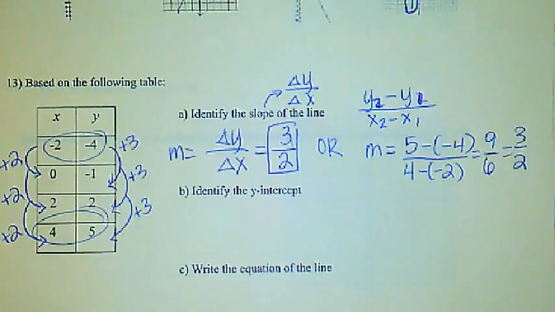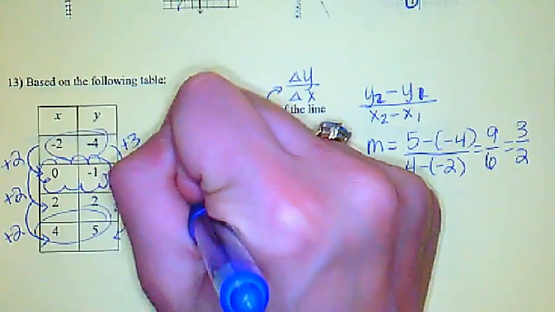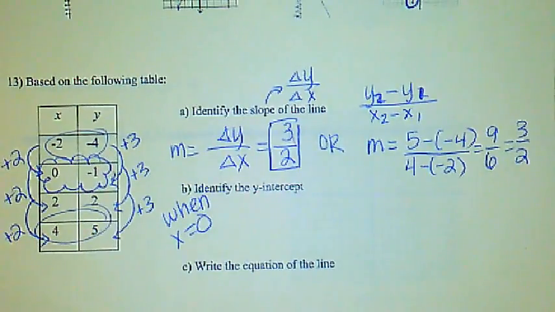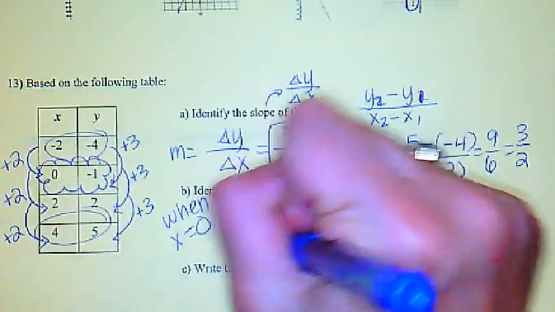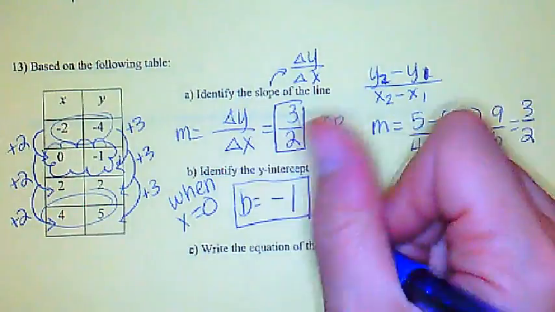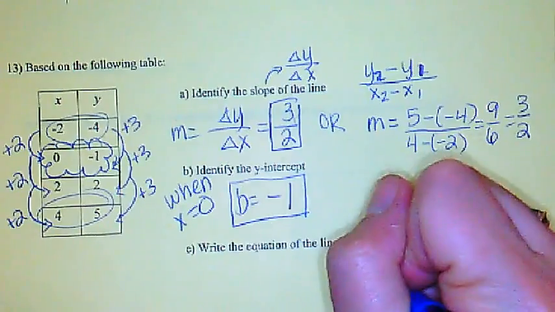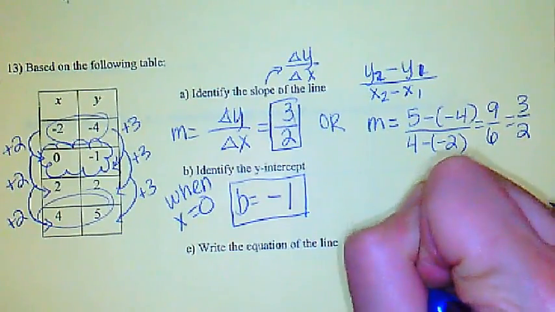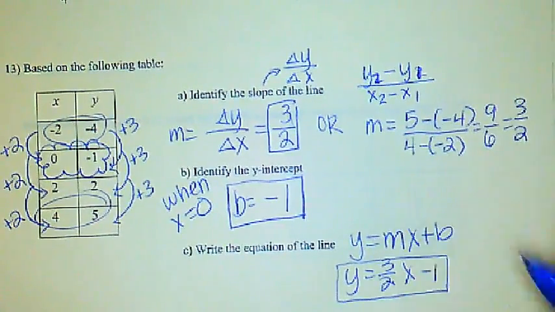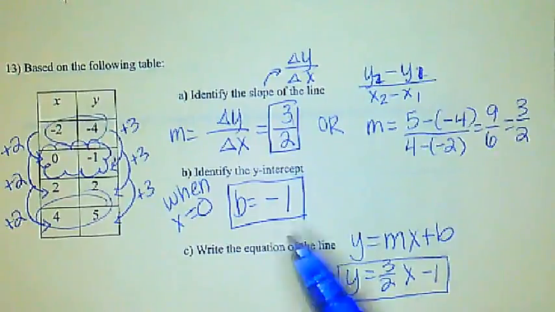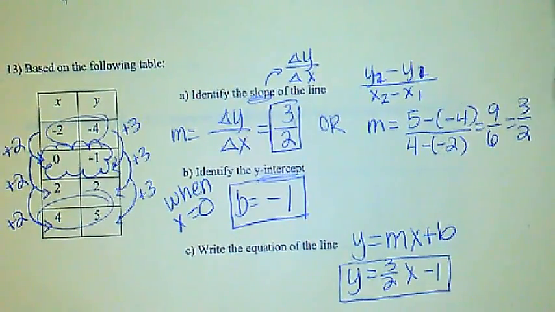All right, the y-intercept, remember that is when x equals 0. Okay, well x equals 0 at negative 1. So b equals negative 1. All right, and then let's put it all together. So y equals mx plus b. So y is equal to 3 halves x minus 1. Now it didn't say you had to put it in slope-intercept form, so if you wanted to put it in point-slope form, you do have both of those. I would hope, though, that if you found the slope and the y-intercept, that you would put it in slope-intercept form.